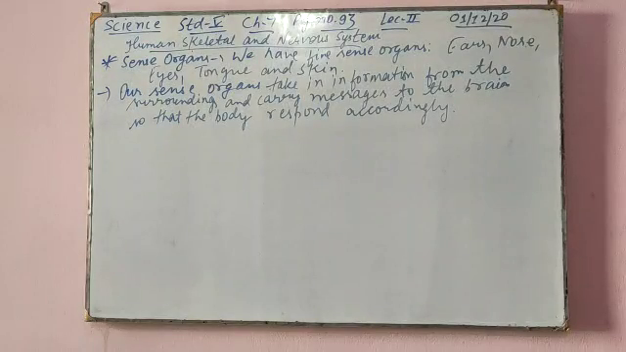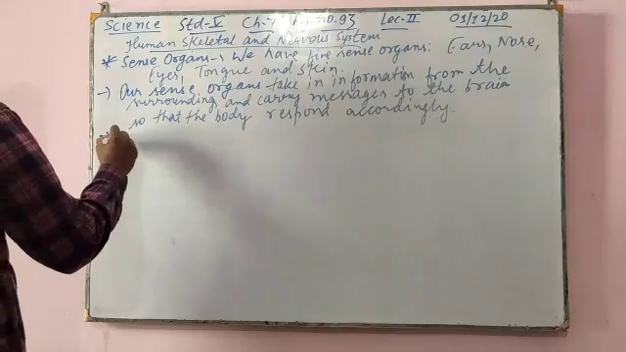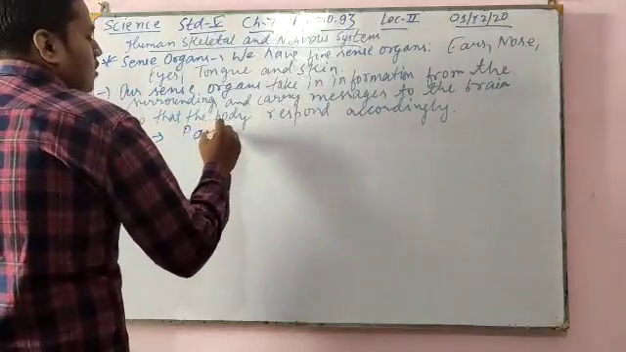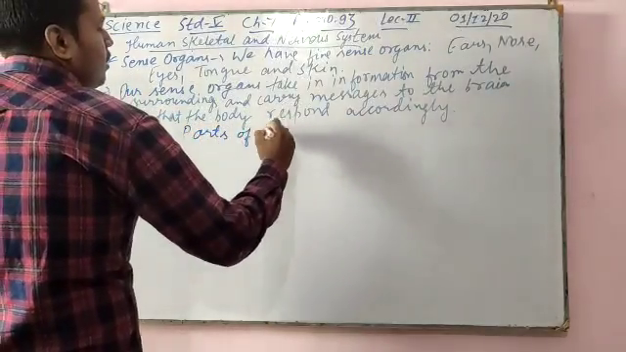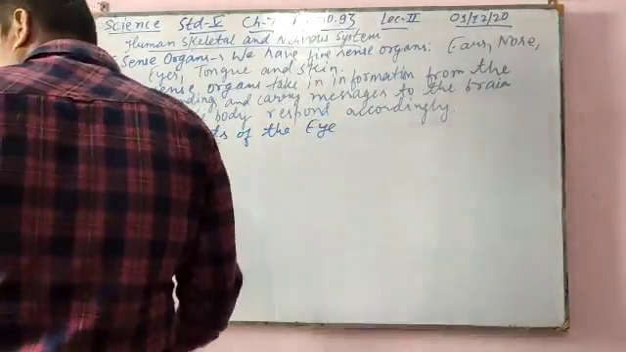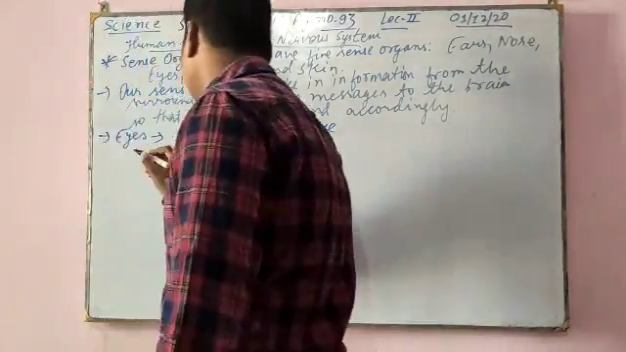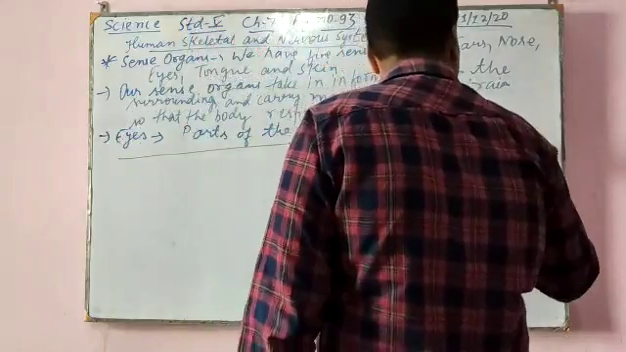So coming to lecture number 2, 101, I will explain about the sense organs. So the first topic is eyes. In this we will see the parts of the eye. There are 6 parts of the eye. So I will explain them one by one.